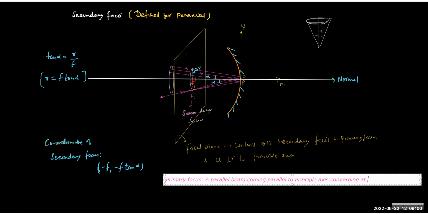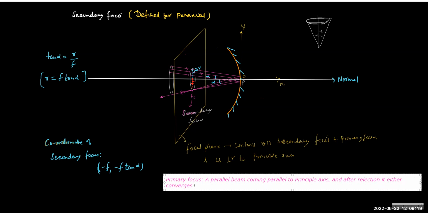So a beam coming parallel to the principal axis, after reflection, either converges to a point or appears to be diverging from a point on the principal axis, is called the primary focus.